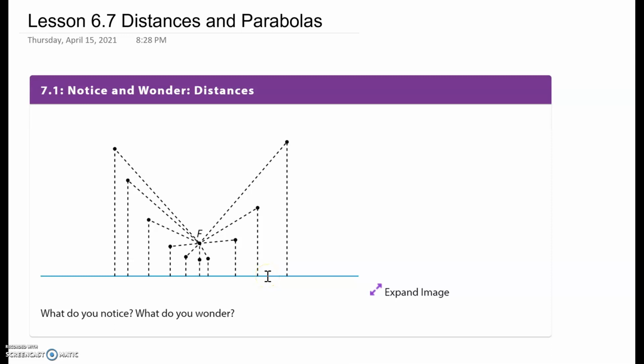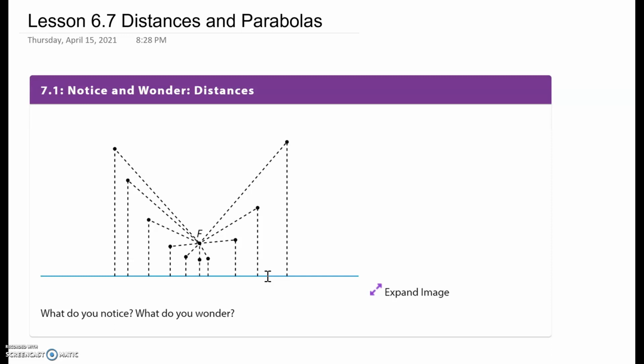Okay, today we're going to talk about distances and parabolas. We'll start with the notice and wonder. What we have here are a bunch of points and some dotted lines connecting points and this blue line at the bottom. What do we notice? What do we wonder?